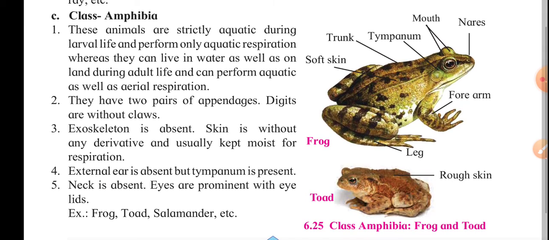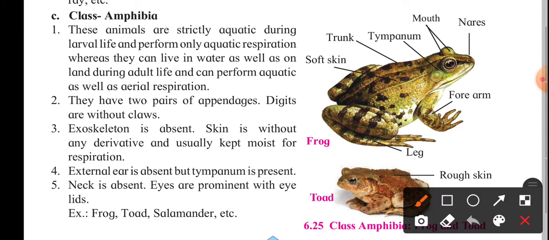The next one is the class Amphibia. These animals are strictly aquatic during larval life and perform aquatic respiration, whereas they can live in water as well as on land during adult life. And that's why the name Amphibia is given to them. They perform aquatic as well as aerial respiration.